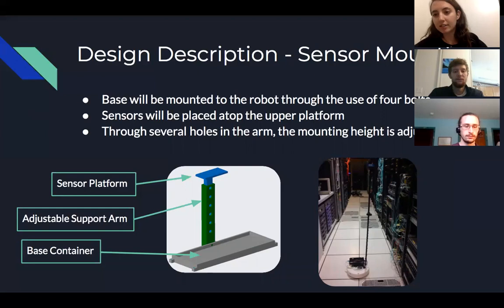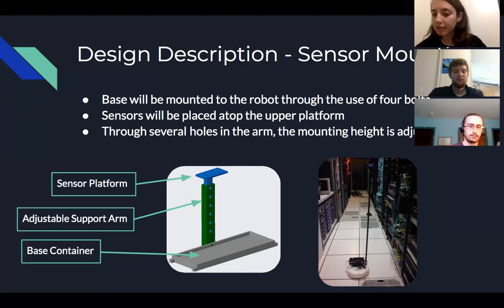It'll all be connected using a series of zip ties and Velcros. The adjustable support arm can be adjusted to different heights, which will be useful if in the plenum they want to take these measurements at different heights there, or also if the robot is used for different applications eventually. It could be good to have different heights of the sensors for that.